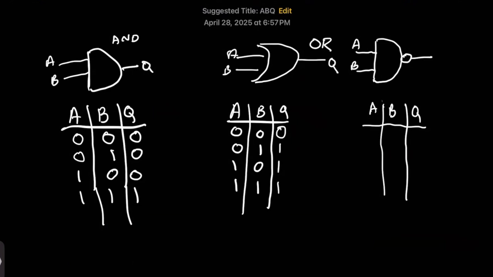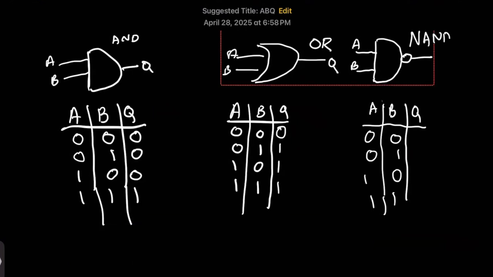Okay, give it a try. So it's going to be just the opposite of the AND. So do the truth table for the AND gate first, and then just flip everything. So in NAND, if there's a 1, it's a 1. So there has to be both zeros for it to be a 0, or for it to be a 0, both of them have to be 1.